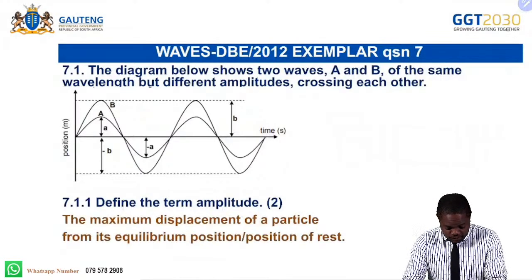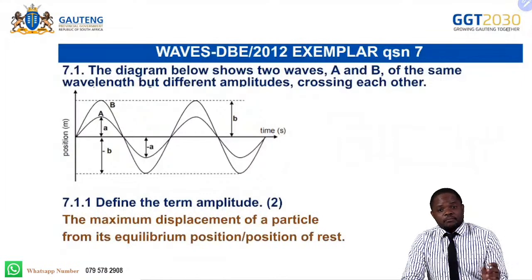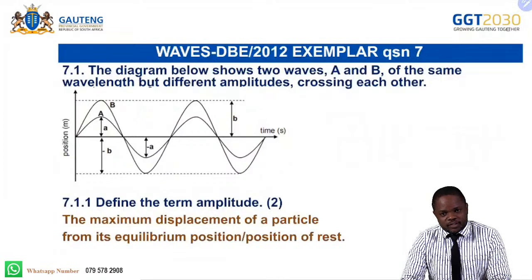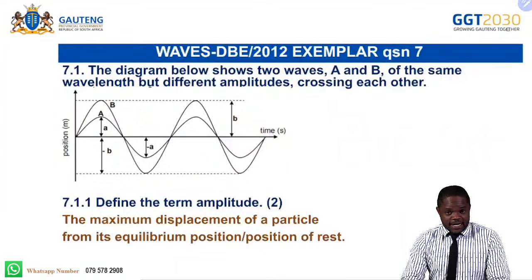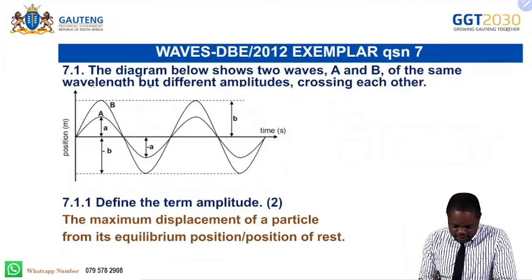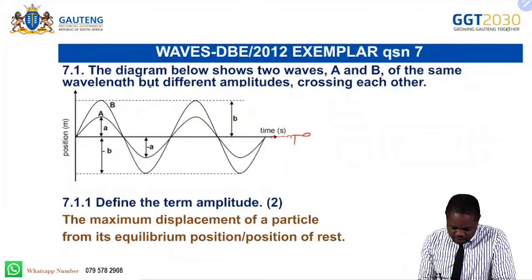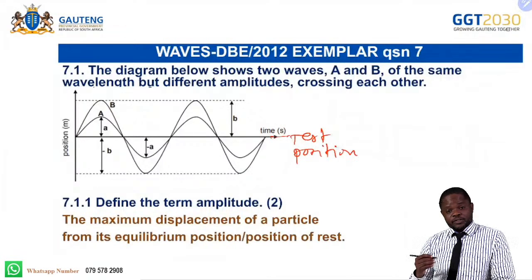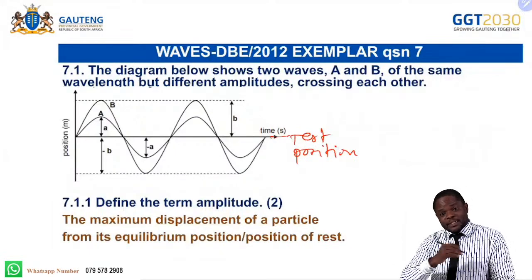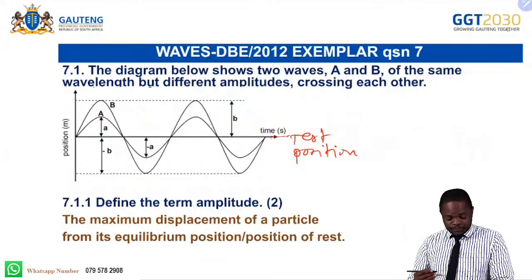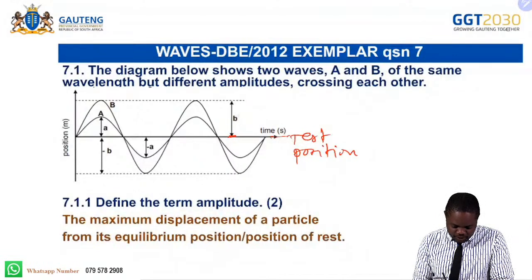When we're talking of the amplitude, we're talking of the maximum displacement of a particle from its equilibrium position. I believe you got that right. In reference to our diagram, remember that horizontal part, that is our rest position, or our equilibrium position. That is the position of our medium before we apply our disturbance. And then that maximum displacement, you can consider B there. You can see B there.